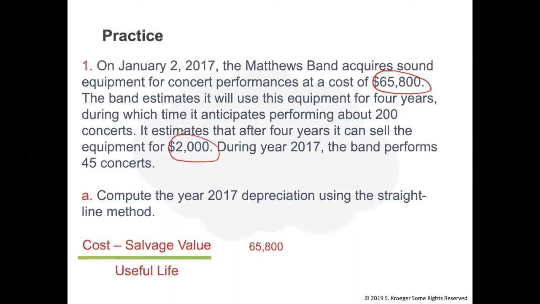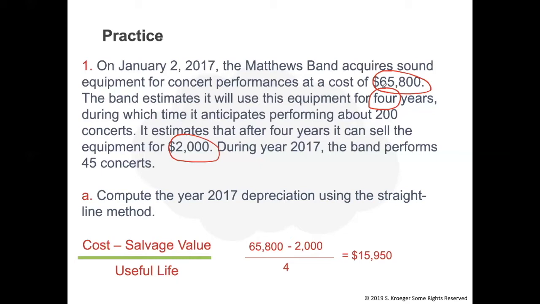It would be $2,000. We want to divide that by the useful life. What is the useful life? 4 years. 65,800 minus 2,000 divided by 4 would be $15,950. This would be our depreciation every year for 4 years.